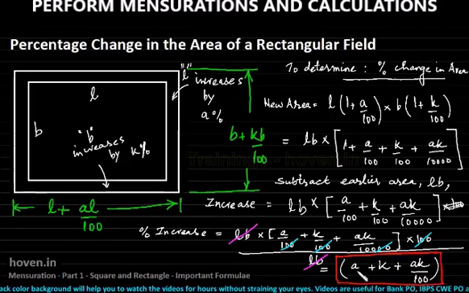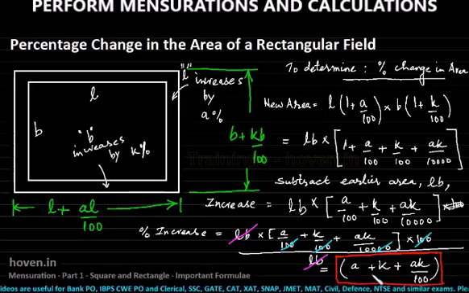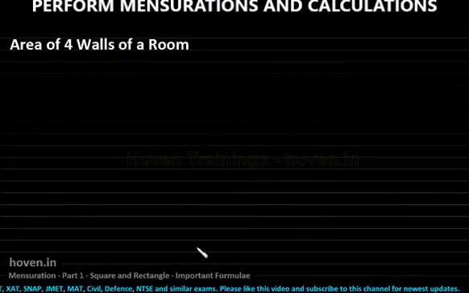The percent change is the sum of the two percentages and the product divided by 100. This is easy to remember, and many times questions come on this relationship. You can remember this relationship for your exams. But if you cannot remember, then you can follow these steps of derivation to obtain your answer just in time. Let us move to our next property now.